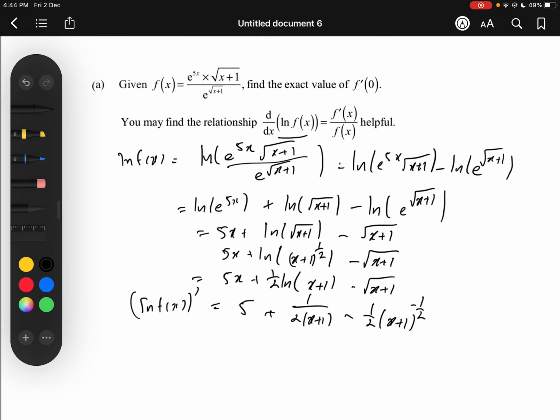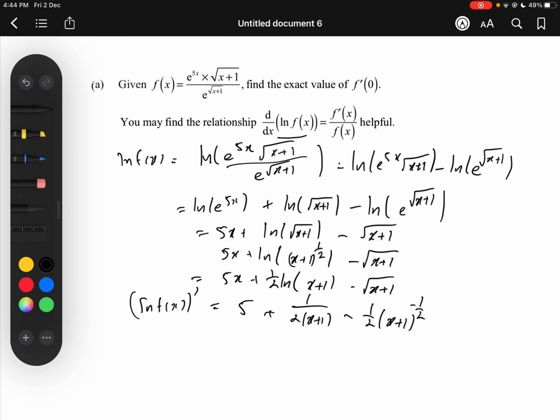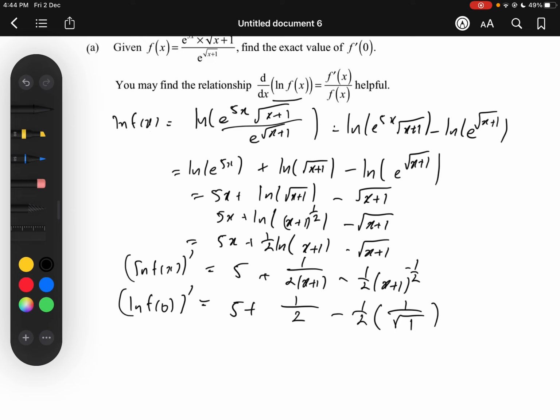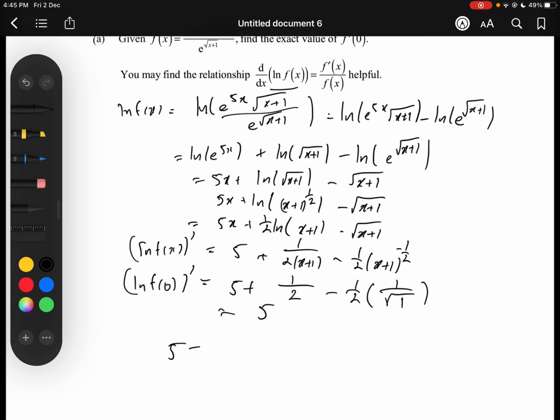So let's evaluate the derivative of ln of f of x at x equals 0. We have 5 plus 1 over 2 times 0 plus 1. 0 plus 1 is 1, and 1 times 2 is just 2. Minus 1/2 of 1 over square root of 0 plus 1, which is 1, that's just 1 again. So the derivative of ln of f at 0 is equal to 5 plus 1/2 minus 1/2. That's just 5. So 5 is equal to f dash of 0 over f of 0. That's using the relationship from here.